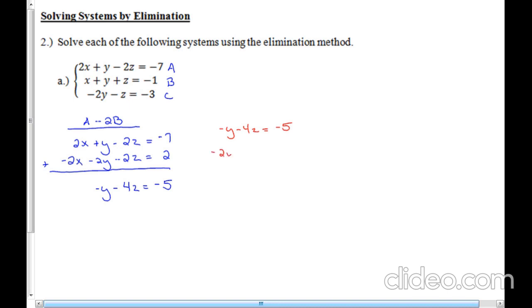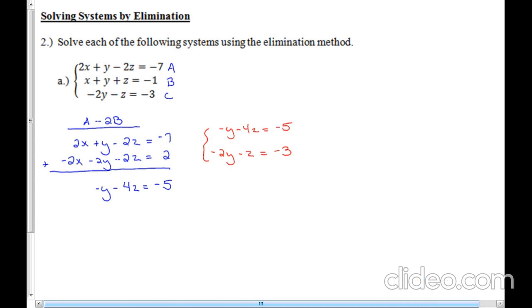Negative 2y minus z equals negative 3. So what I've done here is taken a three-variable system of equations, with three equations and three variables, and turned it into two equations with two variables, which we know how to solve. We can solve this through elimination or through substitution. I'm just going to work with this system I have written in red.